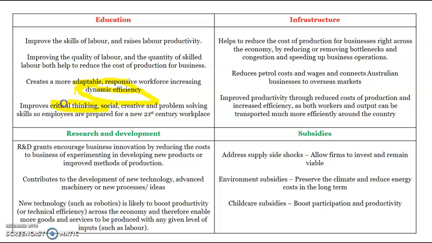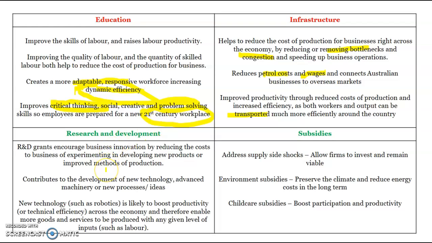It might lead to critical thinking skills, making them more problem solving, make them more aware of the skills necessary in the 21st century. All this stuff can be referred to whether you're talking about subsidies for education or just general education spending. Infrastructure, it's a bit different. We're talking about removing bottlenecks, reducing congestion, speeding up businesses, reducing petrol costs, reducing wages, connecting Australian businesses to overseas markets because they've got better infrastructure. That'll improve productivity, reduces cost of production, etc., because things can be transported easily.